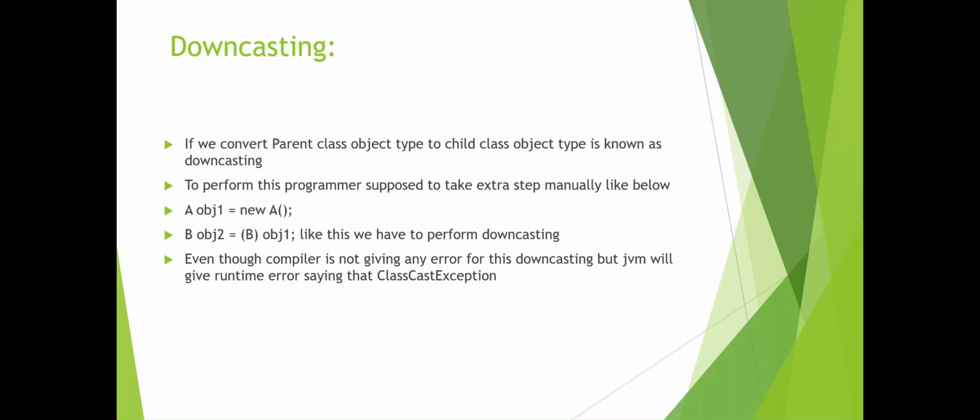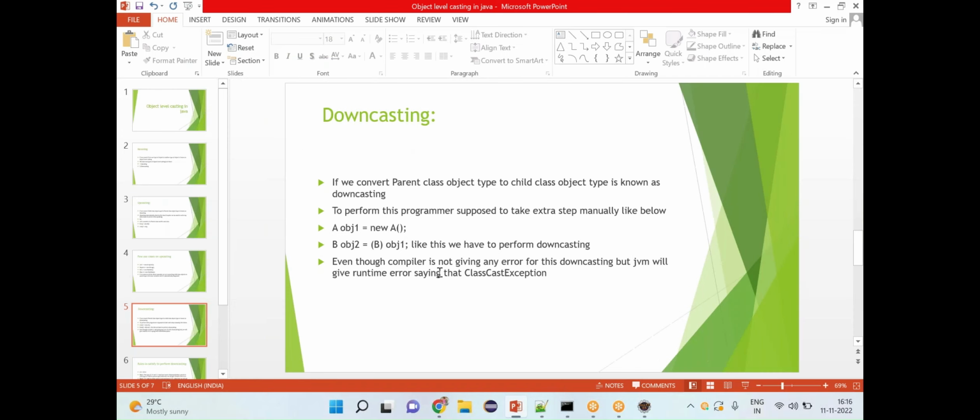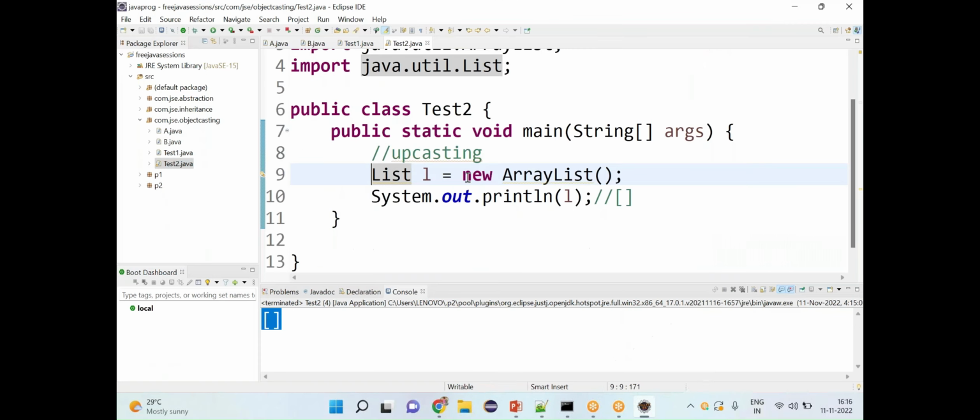So if we convert a parent class object type to a child class object type, that is exactly known as downcasting. To perform this, just assigning, like we did with upcasting, is not enough. As a programmer, you have to take an extra step. What is that? First you should get clarity on what downcasting means.